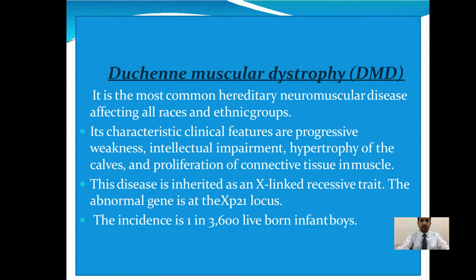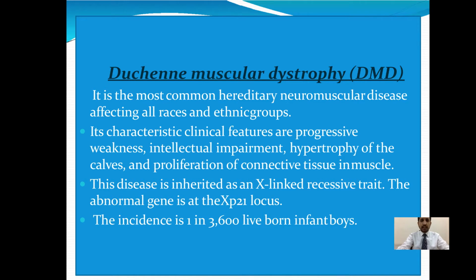Let's start with Duchenne muscular dystrophy, and then we will discuss how we can differentiate Duchenne muscular dystrophy from other kinds of dystrophies, what makes it unique. Duchenne muscular dystrophy is the most common hereditary neuromuscular disease in all races. The incidence is about 1 in 3,600 live-born infant boys, which means that this disease is present exclusively in boys.